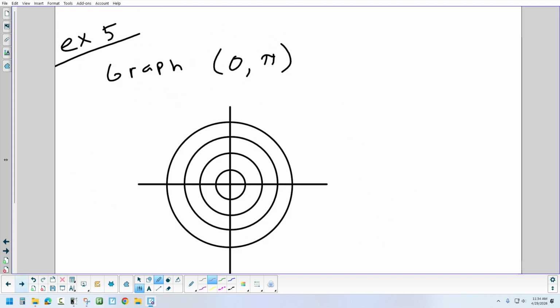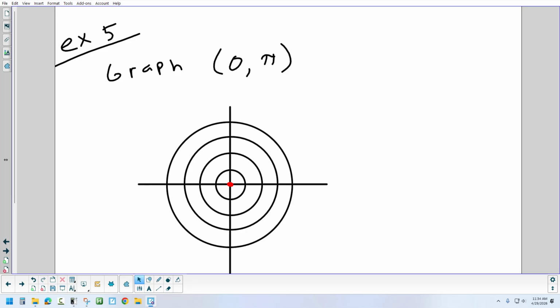All right, let's try 0, pi. What's going to happen with this one? What's going to be my distance from the origin? Wouldn't it just be plotted on the pole? Yeah, it's going to be right at the pole, right there. But then you've got to rotate pi units. So that's 180, like that. And that's your answer.